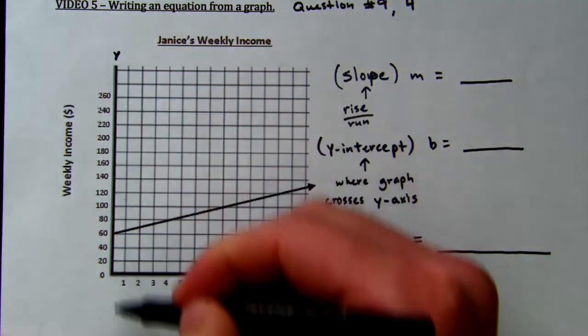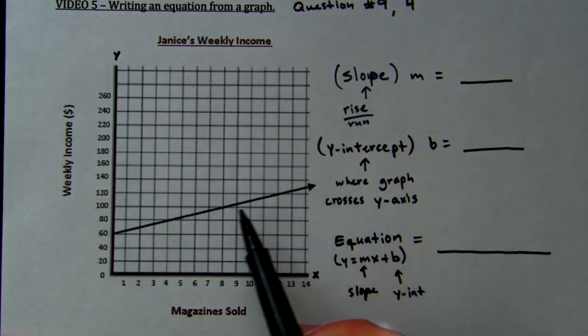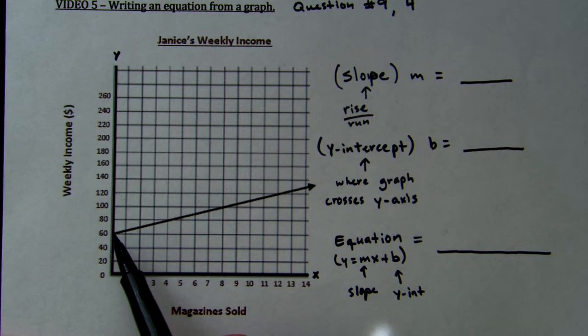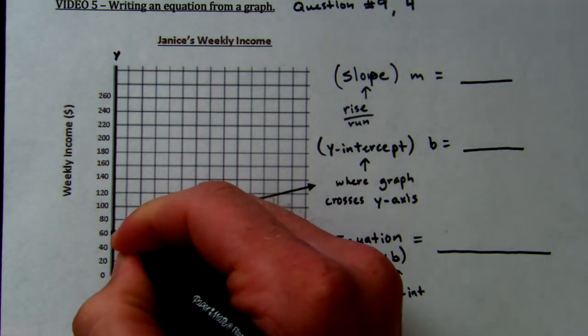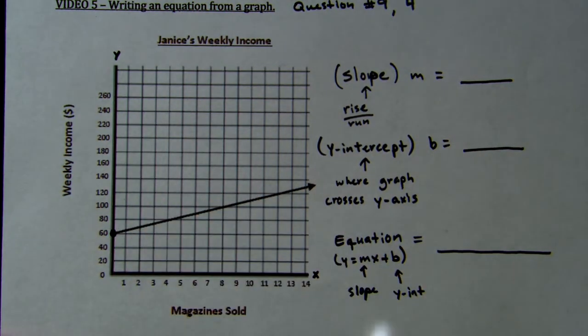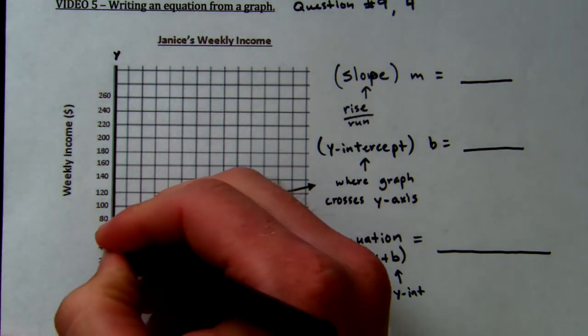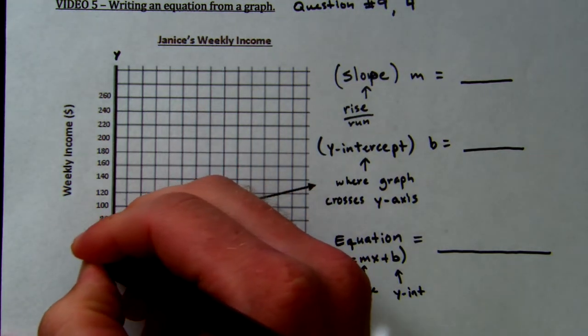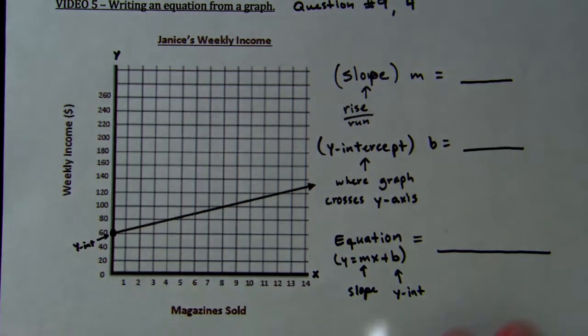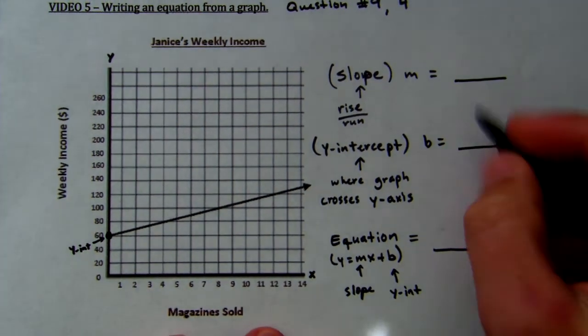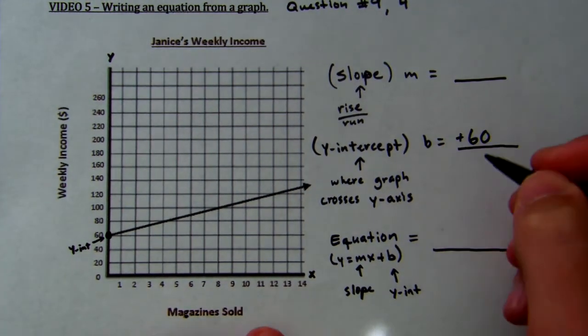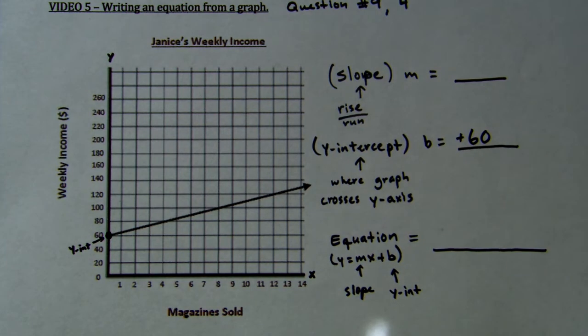So I'm going to look on this y-axis where this graph crosses. Boom, right here. I'm going to put a dot. And I know if you're on a computer, it's a little more difficult, but I'm going to put a dot here. This is our y-intercept. And that value is 60. And it's a plus 60. So when we write our equation, we're going to say plus 60.